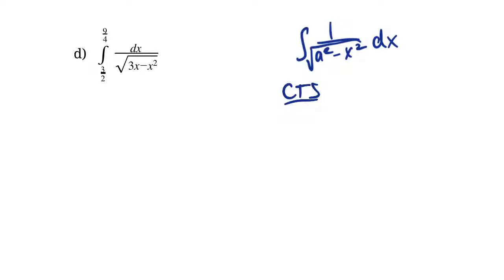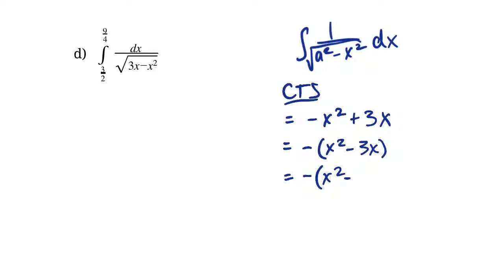In this case, the thing underneath the square root is negative x squared plus 3x. I'm just going to write it in the proper order. That c value is 0. Doesn't matter, it's the same process to complete the square. Factor out the negative 1. Then divide the 3 by 2 and square it. So 3 over 2 squared is 9 over 4. Plus 9 over 4 minus 9 over 4.